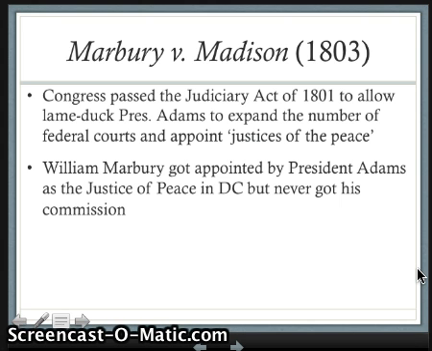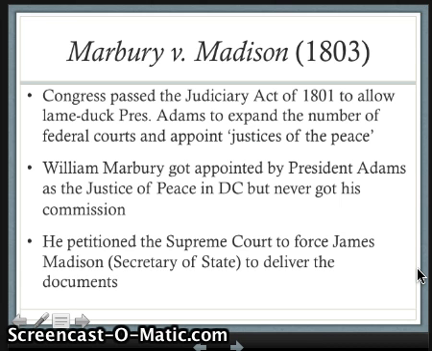Then James Madison got elected. James Madison did not like Marbury, so he did not give him his papers. He refused. He said, "It's not my appointment. I'm not giving him the papers. He wasn't in place yet, so he can't have the job." So Marbury sued the government, petitioned, so that James Madison would deliver the documents to him.